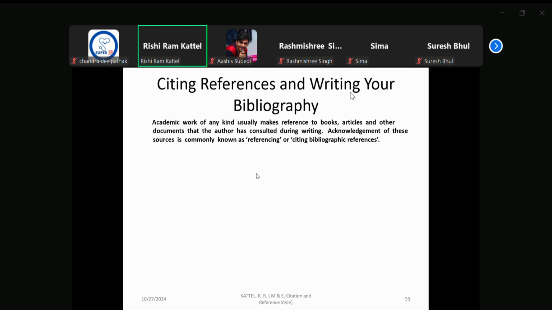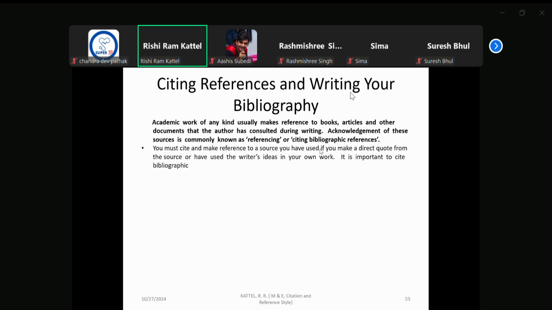Well, citing references and bibliography: in academic work of any kind, you refer to books, articles, and other documents that you have consulted during writing. Acknowledgement of these sources is commonly known as referencing or citing, bibliography or references. You must cite and make reference to a source you have used if you make a direct quote from the source or have used the writer's idea in your own work. It is important to cite bibliography also.